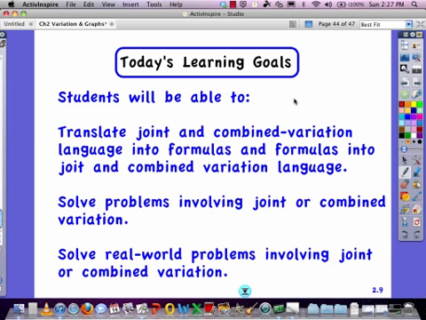Okay, today our last section, 2.9 of this chapter, is going to put two new types of variations out there for you to learn about, called combined and joint variation. So we're going to translate joint and combined variation language into formulas and then formulas back into their language, solve problems involving joint and combined variation, and then solve real-world problems.